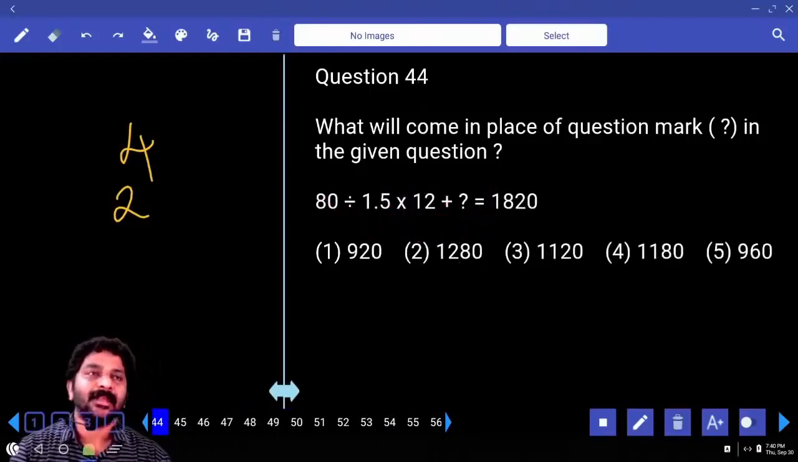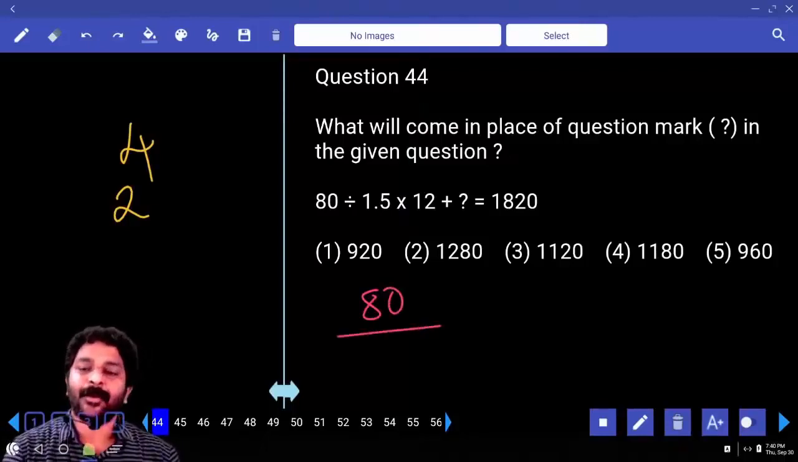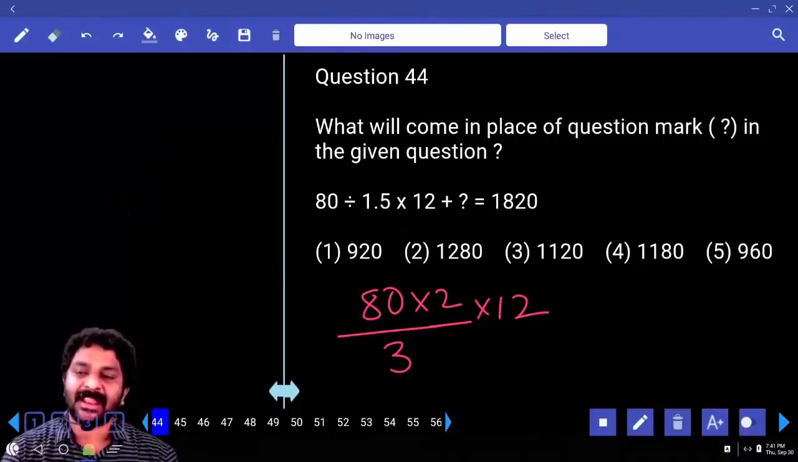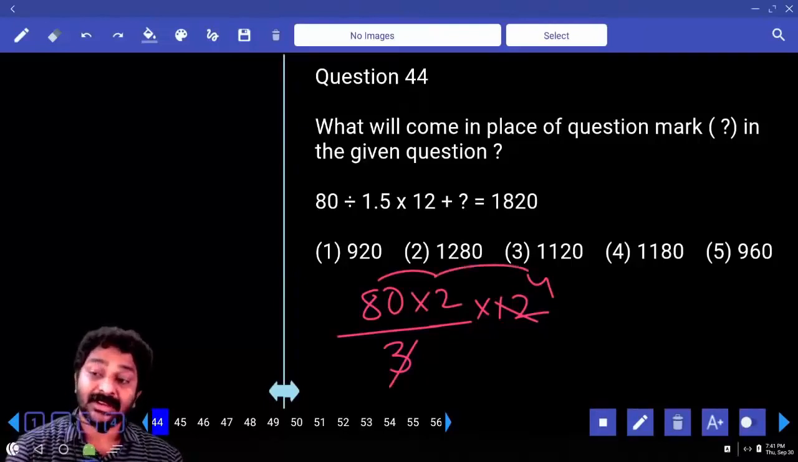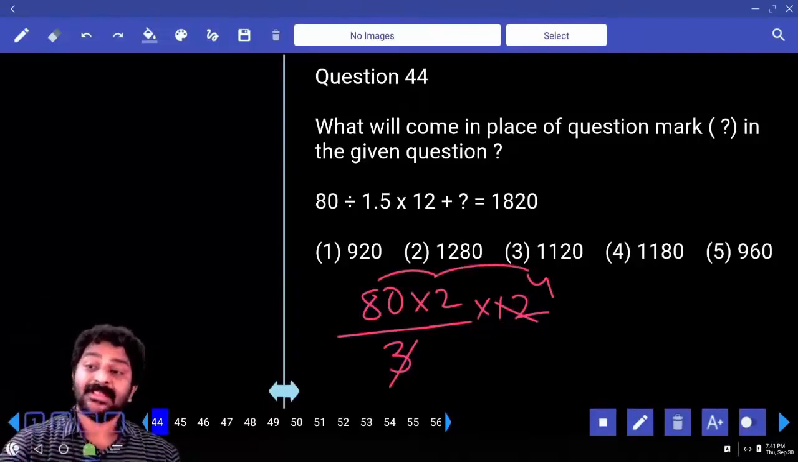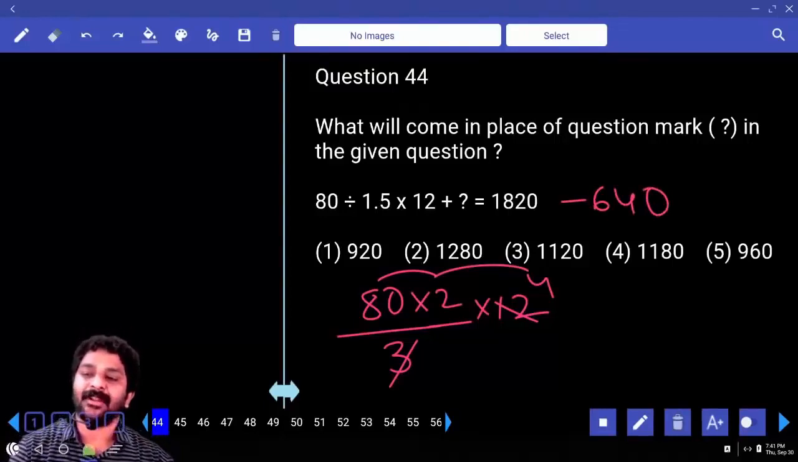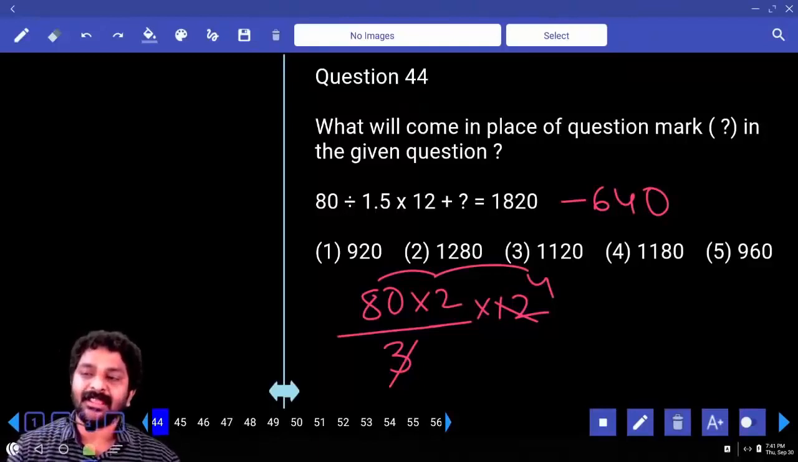Next. 80 divided by 1.5. Can we write it as 3 by 2? The denominator comes to the numerator into 12. So this entire value goes to the right hand side only. 3 how many times? 82s, 164s, double double, 640. When you subtract 640 from 1820, the answer must end with 80 only.